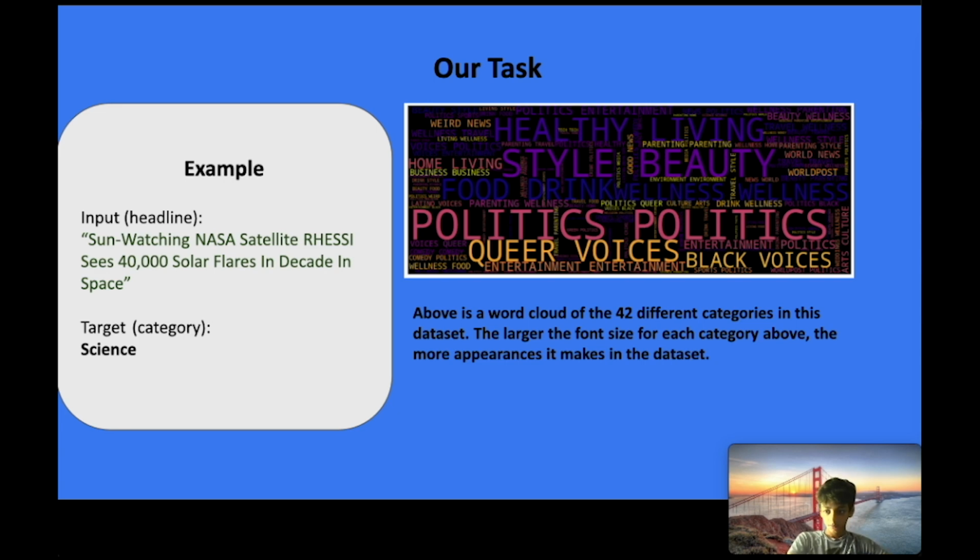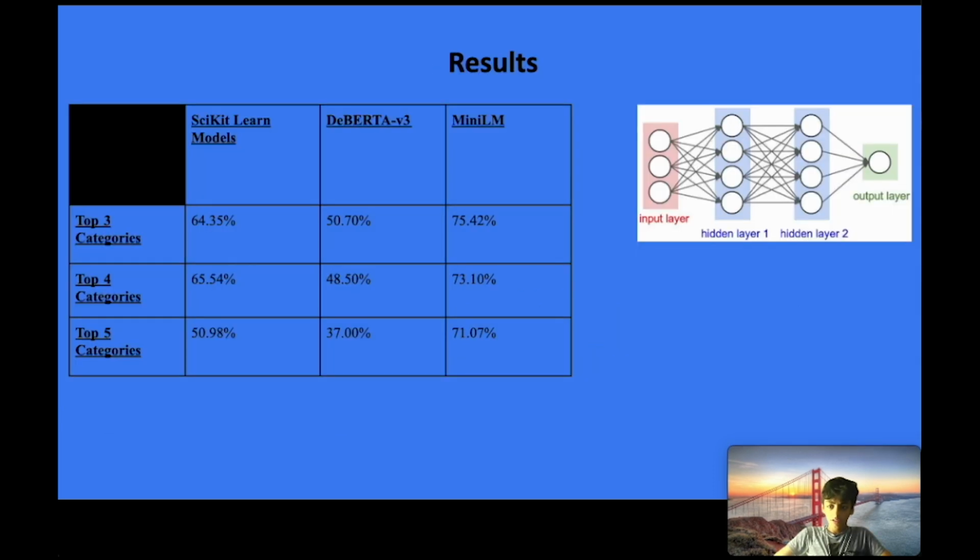The data set we used had 42 different categories and 210,000 different articles, and these categories are shown on the screen in a word cloud, so the larger the font size, the more appearances it makes in the data set. We used multiple models for this task, including one from the scikit-learn library. The others were pre-trained deep learning models from a website called Hugging Face.